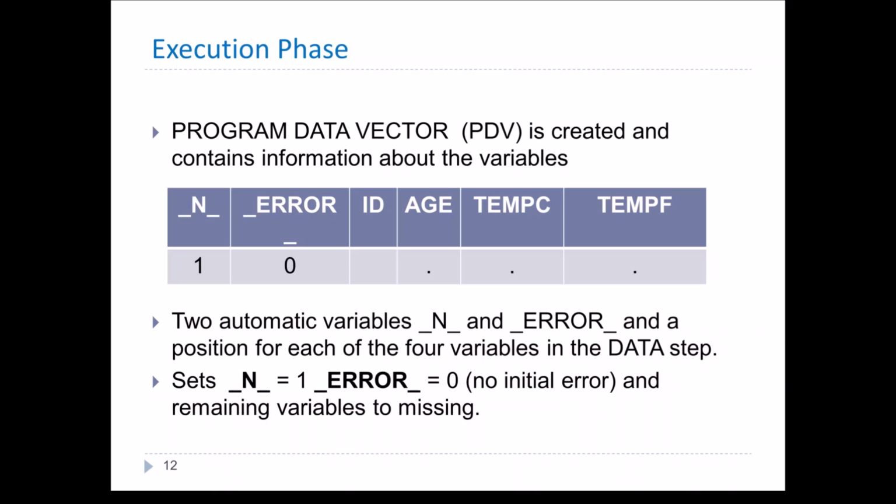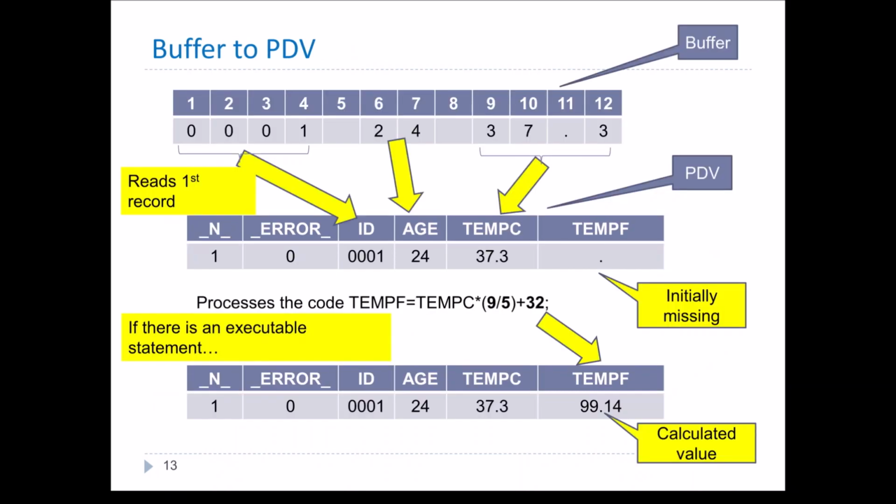It also creates something called a program data vector, PDV, and it contains information about the variables. So first of all, there's two variables it creates on its own. One is called _n_. One means it's on the first record. _error_ currently is 0, which means it hasn't found any error. ID, notice ID is blank because it's a character variable. Age, currently, it hasn't read any data yet, so age is missing, temp_c is missing, and actually temp_f is missing also. So that's the program data vector. And it's ready now to receive some data.